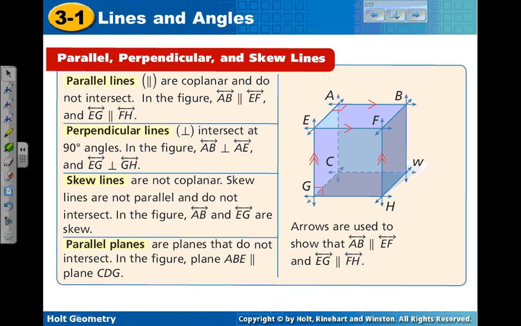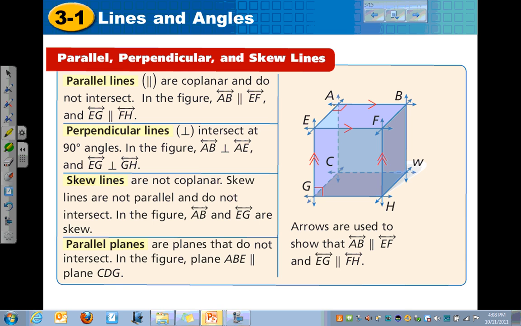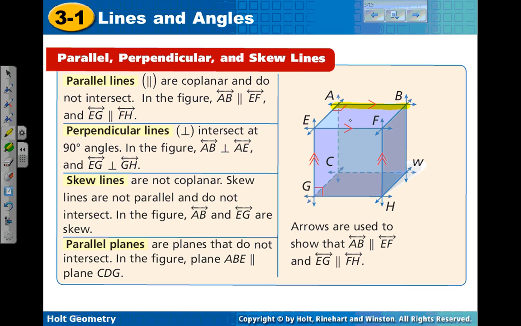So in our figure here to the right, we have line AB is parallel to line EF. So let me highlight those for you, AB and EF. They are in the same plane. They're on the top of the box. The way that we know they are parallel is they are marked parallel with this little arrow symbol. That red arrow symbol on two lines tells me that they are for sure parallel.